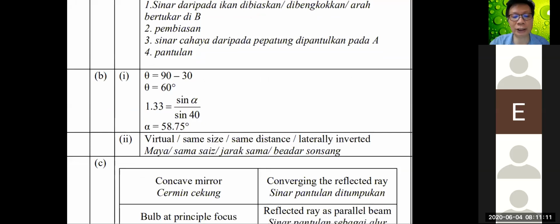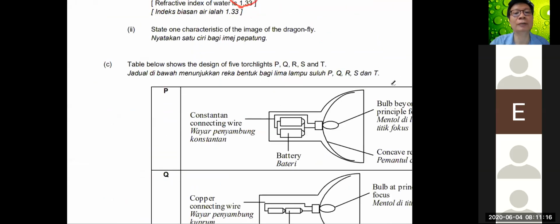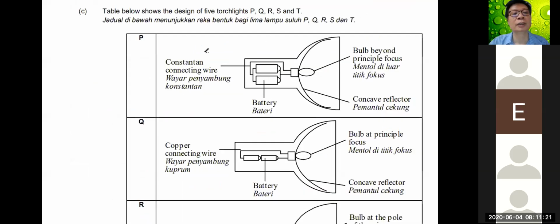Okay, come to question C. The table below shows the design of torchlights P, Q, R, S. This is a torchlight. Let me explain how the torchlight functions. When you turn on the switch, the bulb lights up, the torchlight has a bulb, right? Then the light goes out. But there are certain important things to make the light come out.